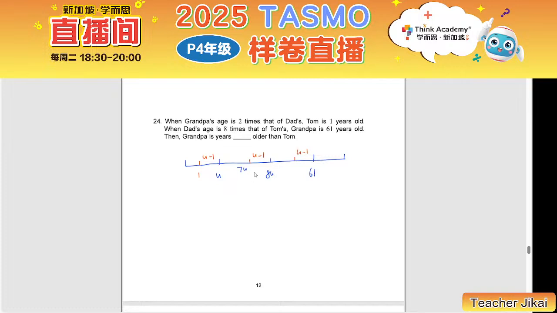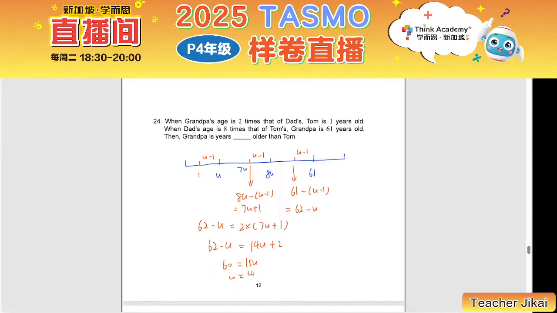So how about the age for dad and grandpa at that time? So it is 8U minus (U minus 1) in the brackets. So it is 7U plus 1. And how about grandfather? The grandfather is 61 minus (U minus 1) in the brackets. So it is 62 minus U. And then we know it is twice, right? Grandpa's age is the twice of the dad's. So 62 minus U is 2 times (7U plus 1). Right? So 62 minus U is 14U plus 2. So 60 equal to 15U.